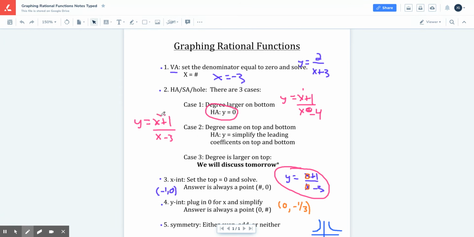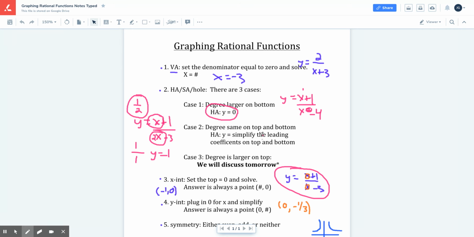So what you do is you look at the leading coefficients. It means you look at the terms that have the highest exponent. What's the coefficient of the top? It's 1. Over, what's the coefficient here? 1. Which means my horizontal asymptote would be y equals 1. If I had 2x plus 3 in the bottom, then the leading coefficients would be 1 over 2. So then my horizontal asymptote would be y equals a half.